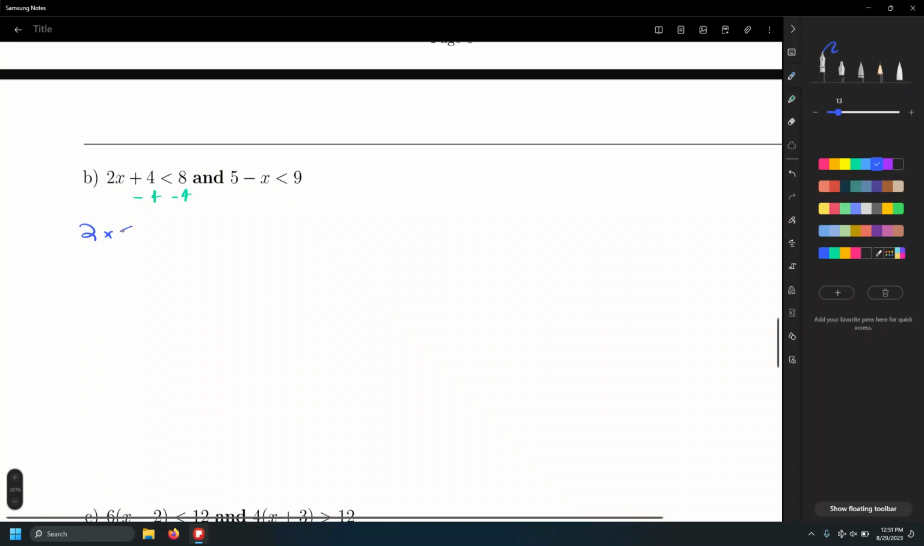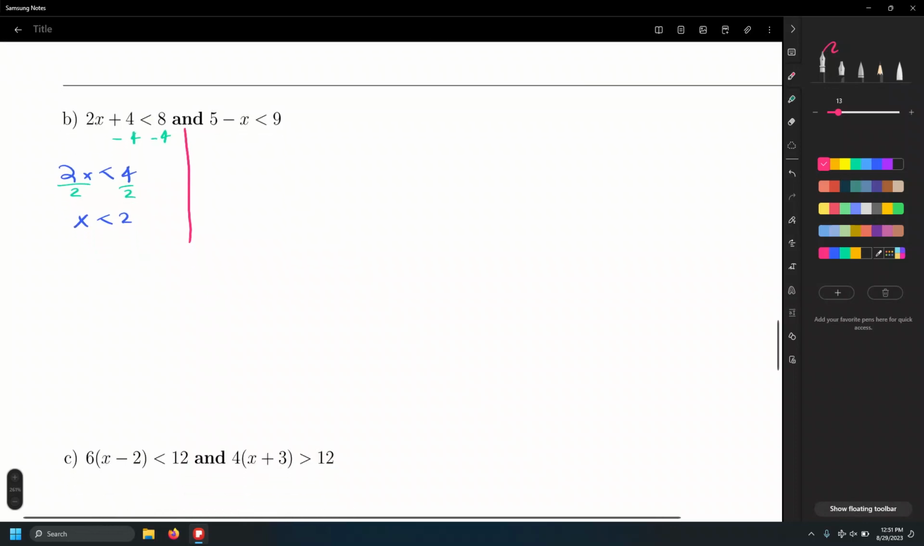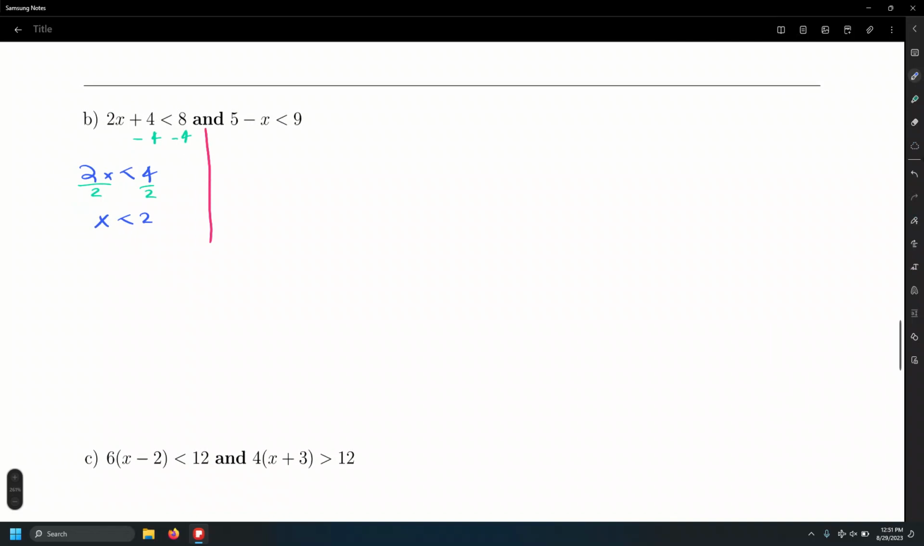2x less than 4. And then divide both sides by 2 to get the x by itself. Right, that's going to cancel the 2's, and that's going to leave us with x less than 2. All right, so that's our first inequality solved. Let me draw a line to separate it from the solution to the second inequality.